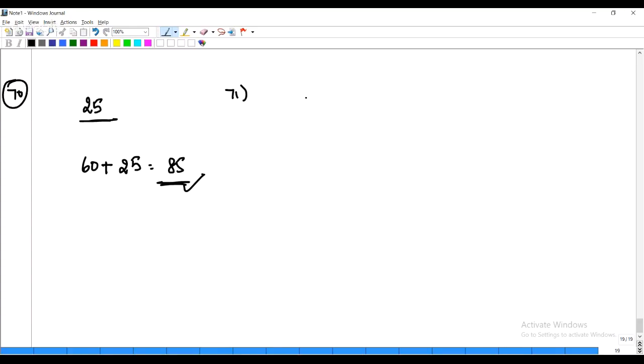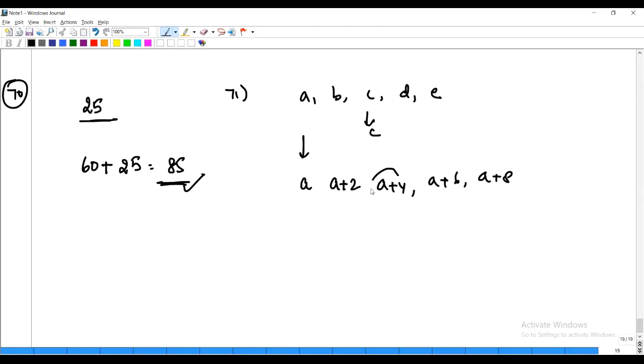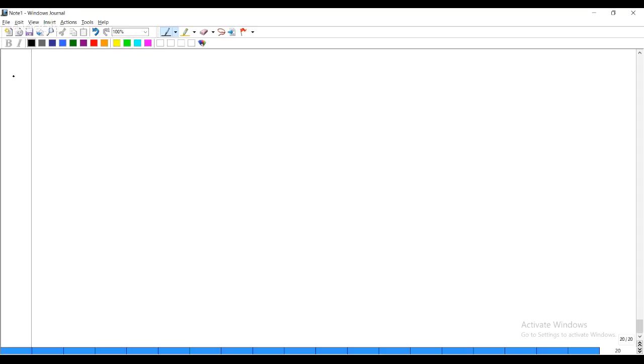71. A, B, C, D, E are consecutive integers, then the average is C. Or else you can say consecutive odd integers. The odd integers look like A, A plus 2, A plus 4, A plus 6 and A plus 8. If C is not in the option, then the answer is A plus 4. You can even substitute by using 1, 2, 3 like that. Here you can substitute 1, 3, 5 because they are consecutive odd numbers. You can choose any 5 odd numbers, then substitute.